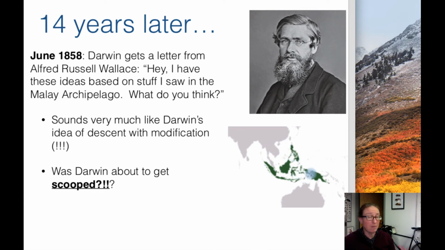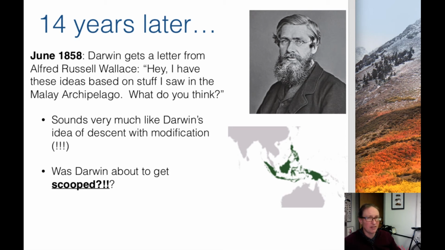This is a biodiversity hotspot in the world, and so Wallace, of course, keyed right into that, started collecting stuff, started checking stuff out, and also had some ideas. So he sent his ideas off to Darwin, said, here's some things I'm thinking about. What do you think? So Darwin gets this letter, and the ideas sound very much like Darwin's idea about descent with modification.